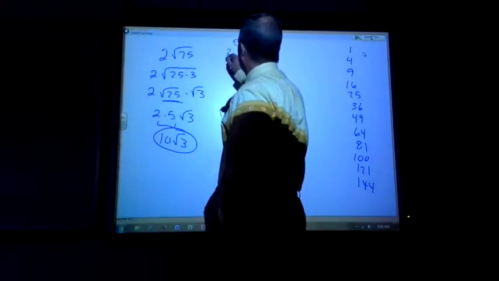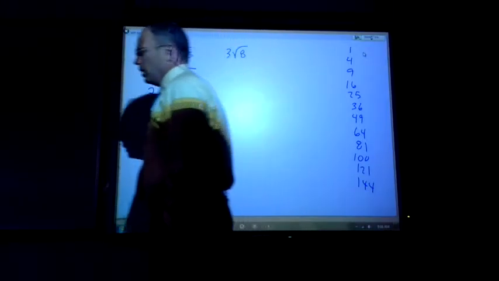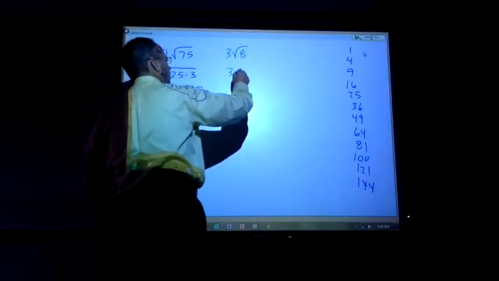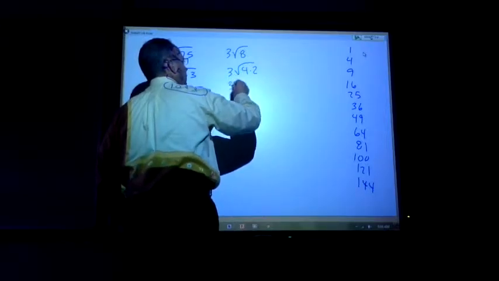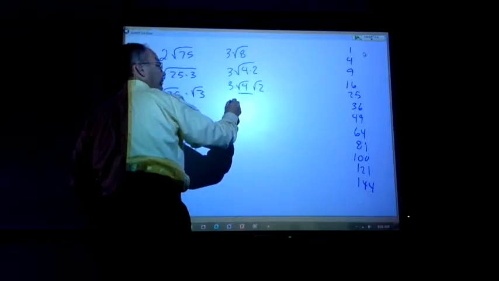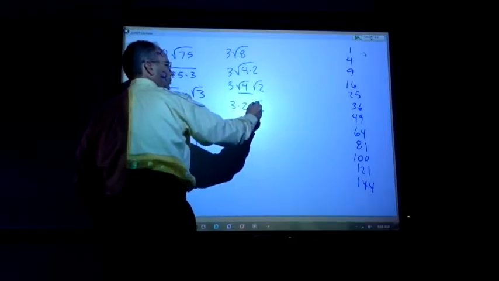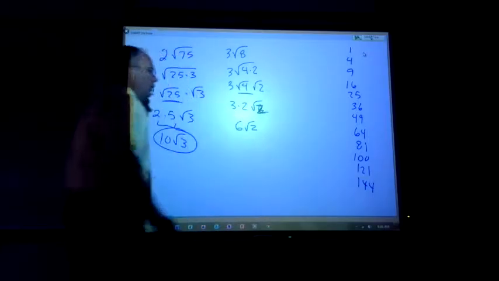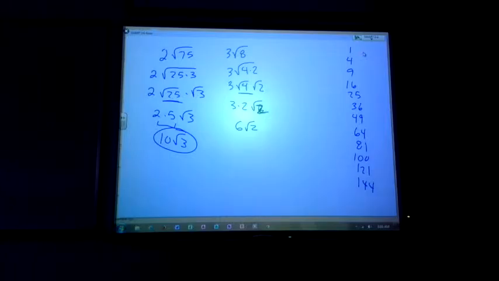And then the next one we have is 3 root 8. Okay? So can we break 8 down to one part of it being a perfect square? Which one? Yeah, 2 times 4. So this is going to be the same thing as this, which is the same thing as this. What does this become? 2. What happens with the 3? Multiply. So 6 root 2. Seem okay?